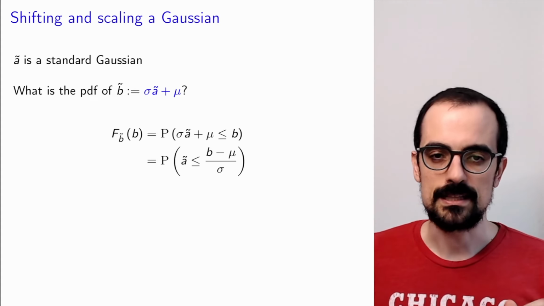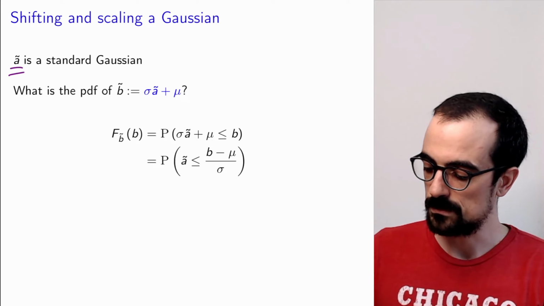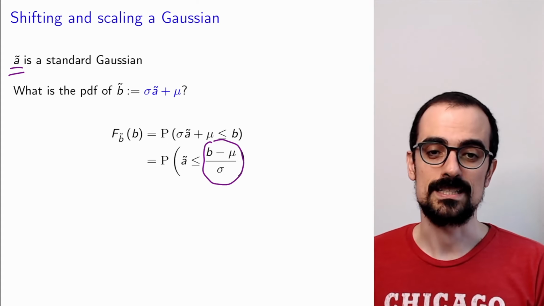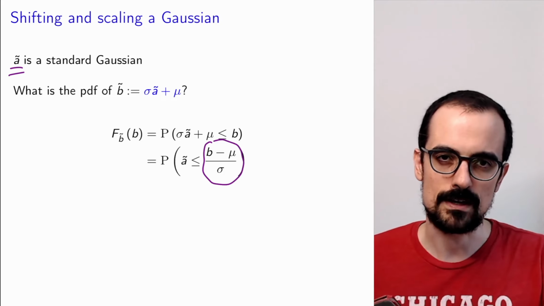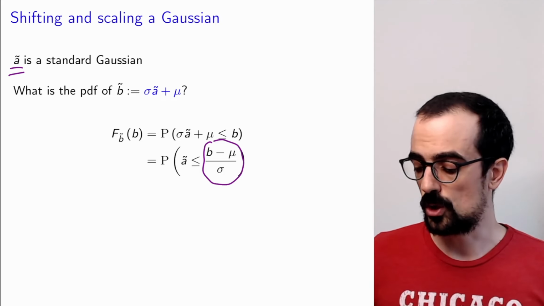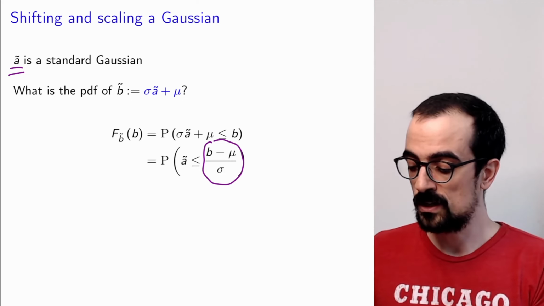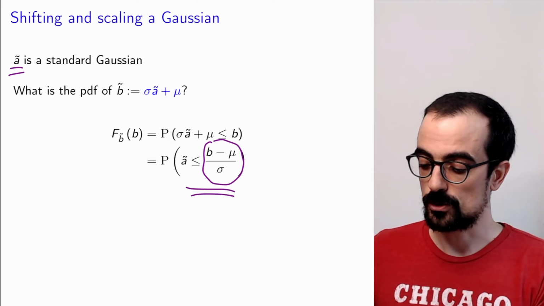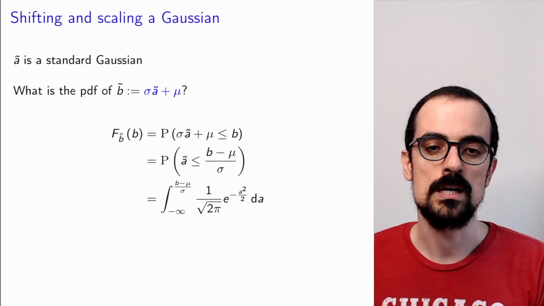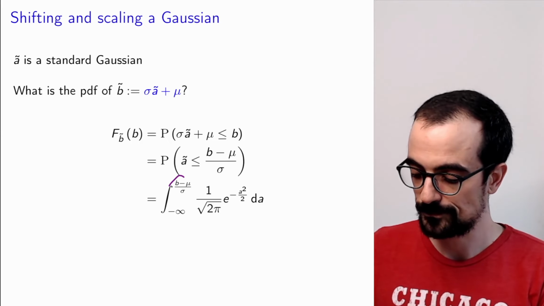So we could just say that this is the CDF of the random variable that we know at b minus mu divided by sigma. But it turns out that for Gaussians, we don't have a closed form CDF. We define them directly through the density. So what we're going to do is use the density and integrate over the event of interest. So we're going to integrate from minus infinity to b minus mu divided by sigma. Remember, these are all constants.